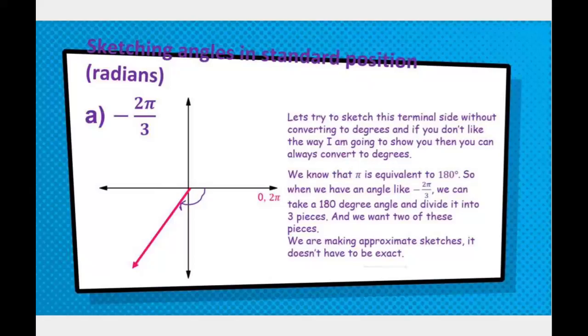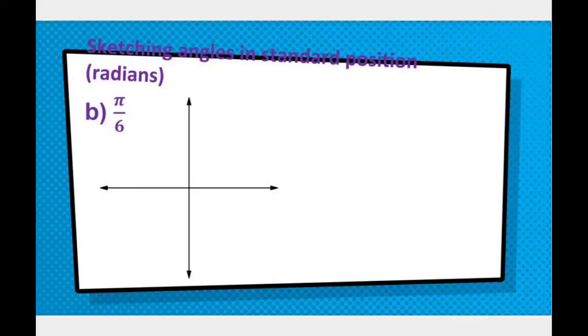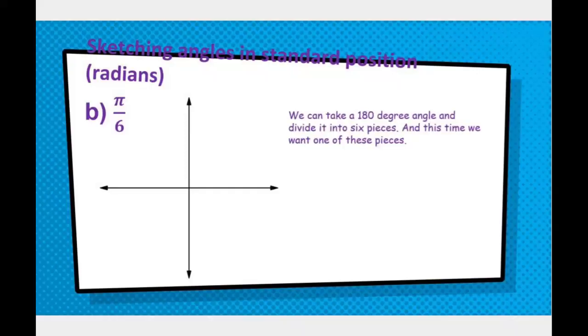Let's try another one. Oh, and that lies in quadrant 3. Pi over 6, I'm going to do the same thing. I'm going to divide in between 180 approximately into 6 evenly looking pieces, and I just want one of those pieces, which is going to be right here, the very first one. So just counting in order, I just want one of those, and this would be in quadrant 1, pi over 6.